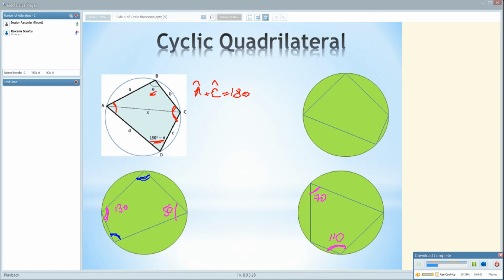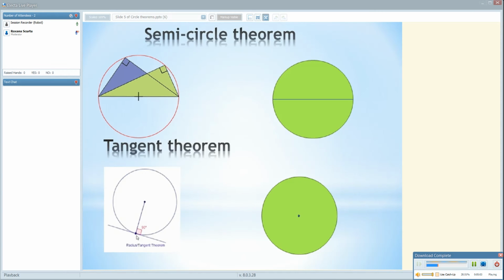Okay, let's see, this was slide number 4. Slide number 5, angles in a semicircle. As you can see, this is the center. This is our center, and this is the diameter. This one is a radius, and it's equal to this side, which is a radius.